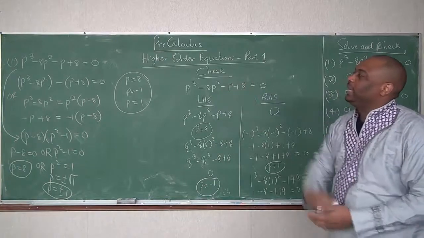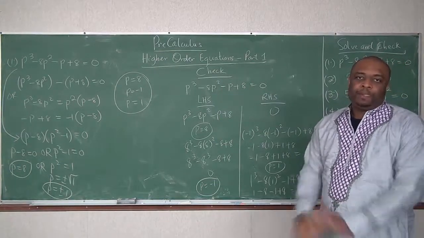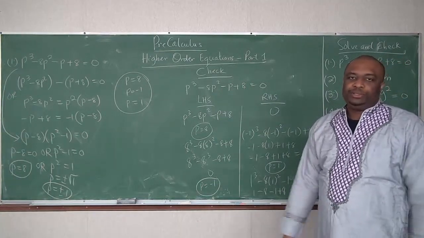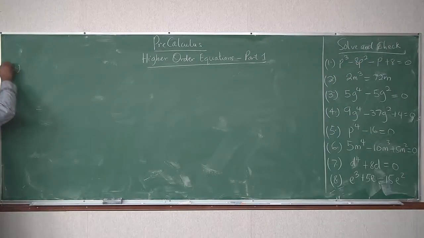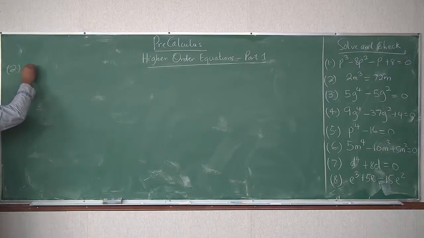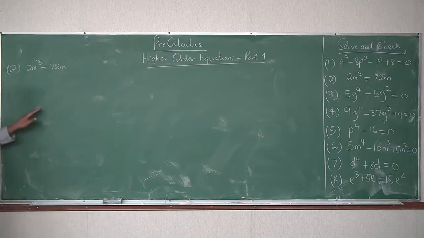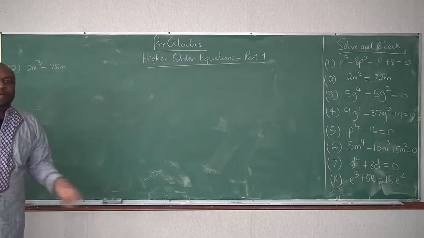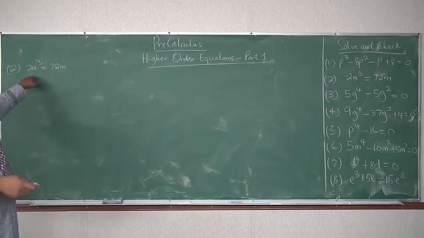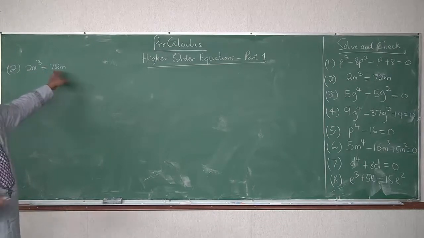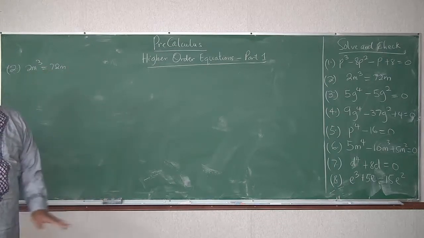Now question 1 is a complete cubic equation. It is a complete cubic equation. Let's do question 2. Question 2, 2m cubed equal to 72m. So here, what we want to do first, okay? Don't be tempted to say divide both sides by 2m or something. Don't be tempted to do that.